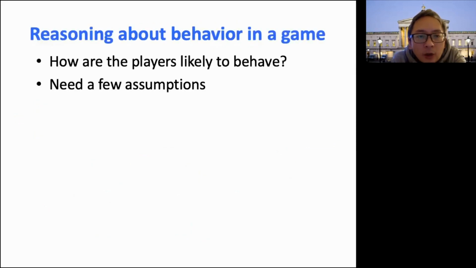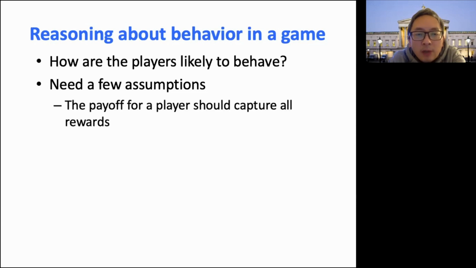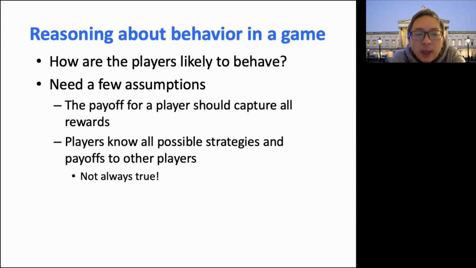Okay, so how are the players likely to behave? I think the key question we're going to answer in a game setting like that is really to try to see and understand the behavior of others. In order to do that, we need some assumptions. For example, the payoff is the only thing we need to consider, and the players know all the possible strategies and payoffs of the others. In other words, they know the payoff function, the payoff matrix that I specified.